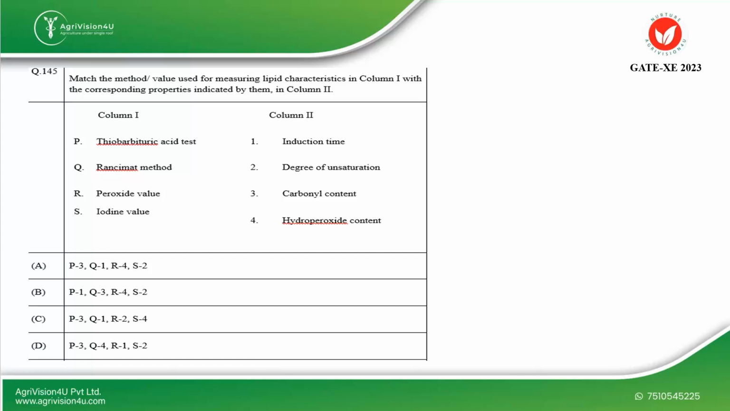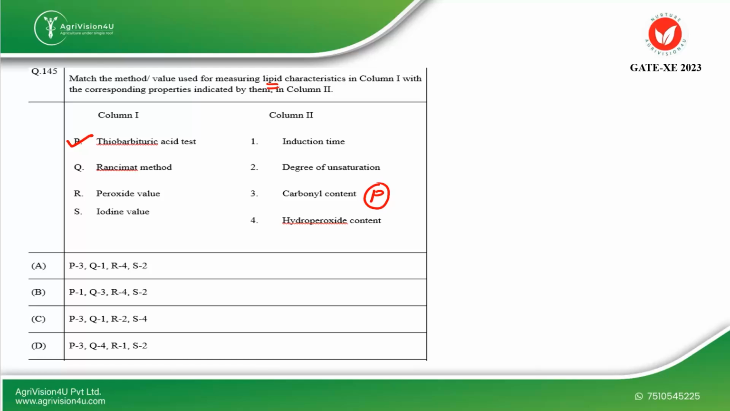Next question, match the method or the value which is used in measuring the lipid characteristics in column 1 with the corresponding properties indicated by them in column 2. So first, the thiobarbituric acid test. Actually this thiobarbituric acid test is used to measure the formation of carbonyl compounds, which are the products of lipid oxidation. So it should be number 3.